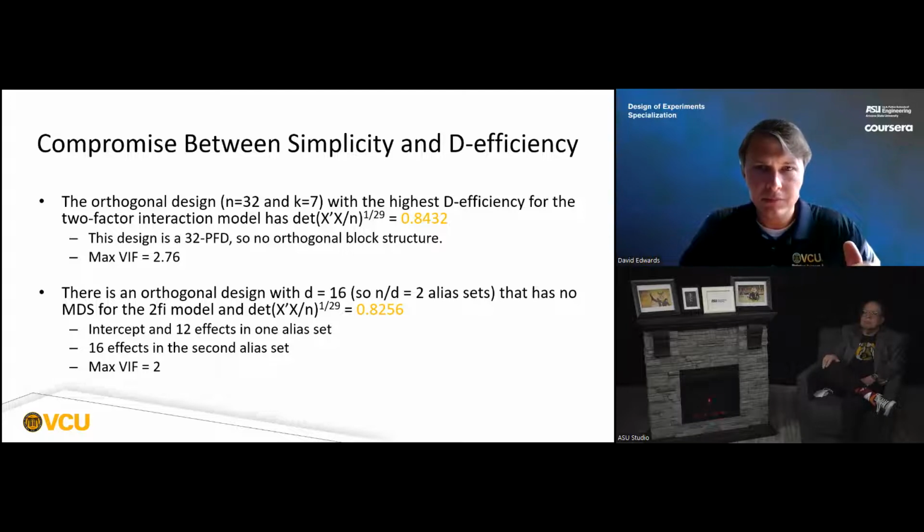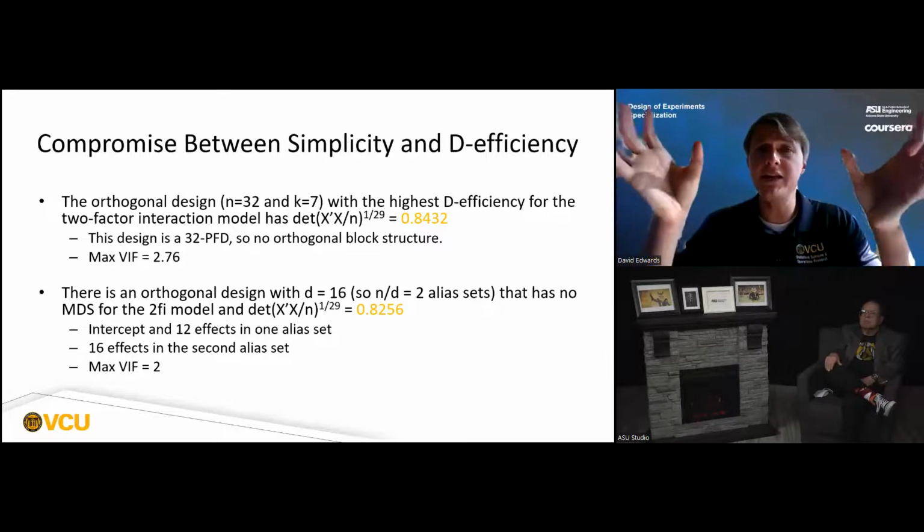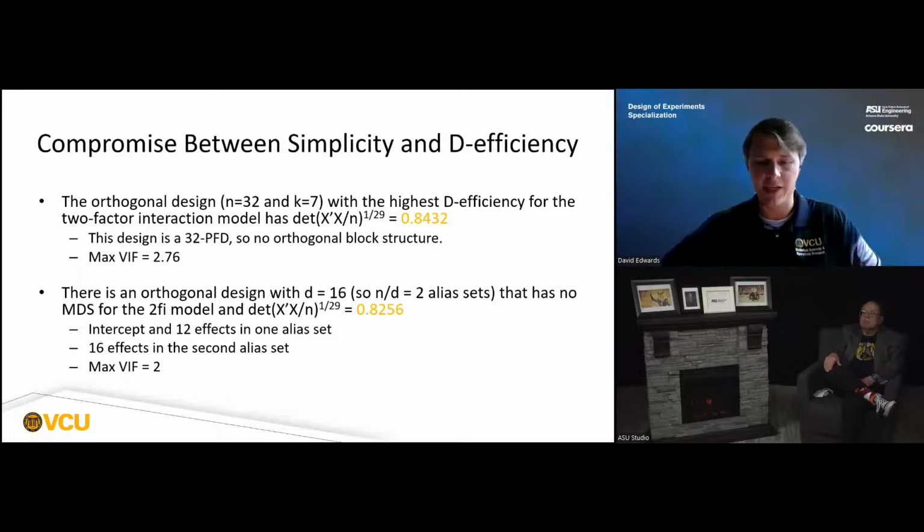If I was willing to let the D-efficiency suffer just a little bit, instead of 84.32%, drop it down to 82.56%, I can do it in such a way that I have 16 flats instead of 32 flats, which means that I have some orthogonal separation. In fact, I have two big alias sets, but they are orthogonally separated from each other. So there's still some separation of the effects. That is going to help cap how complex the aliasing is. And so you can see that there's this compromise.